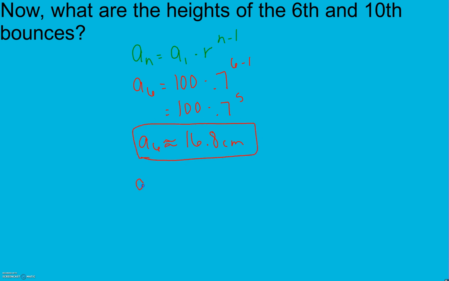To find the 10th, I plug in 10 for n in both spots. So a sub 10, which means the amount of our 10th value, 100 times 0.7 to the 9th, or 7 over 10, gives me approximately 4.04 centimeters.